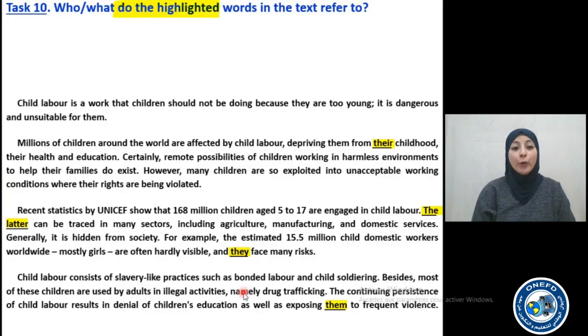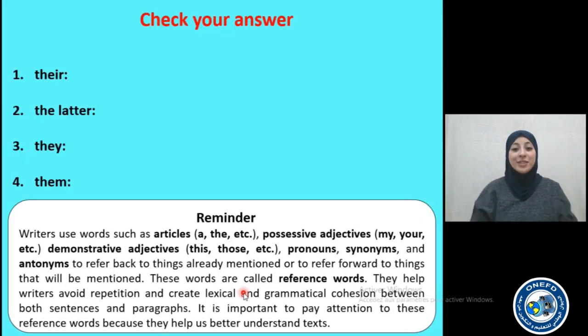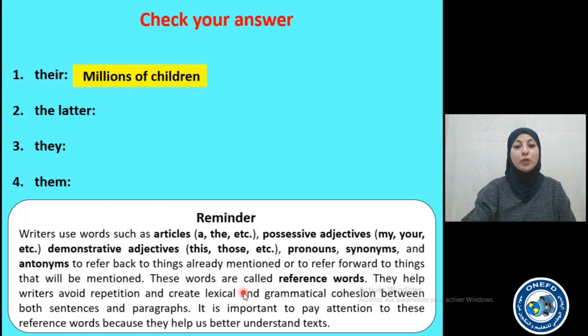Who or what do the highlighted words in the text refer to? Think about it a little bit and then we come back to check the answer. Let's check answers. First reference word, there. It refers to millions of children. 2. The latter. It refers to child labor. 3. They. It refers to girls. 4. Them refers to children.